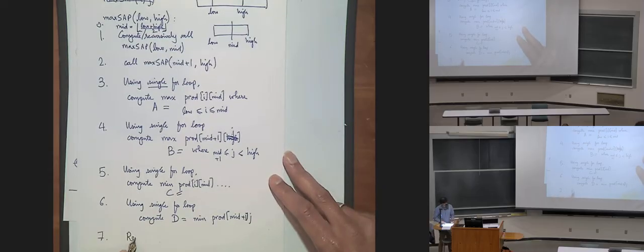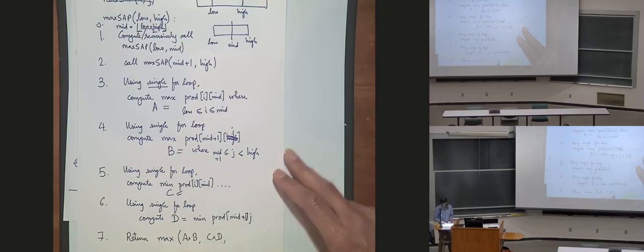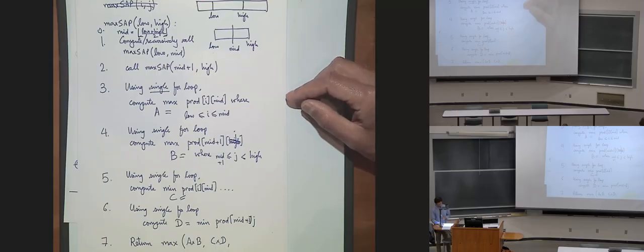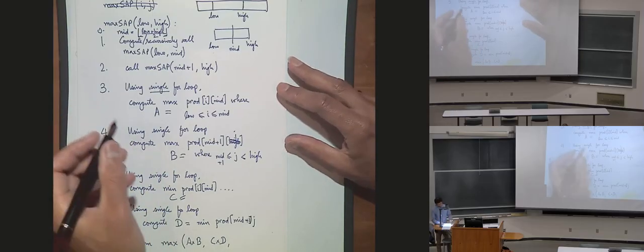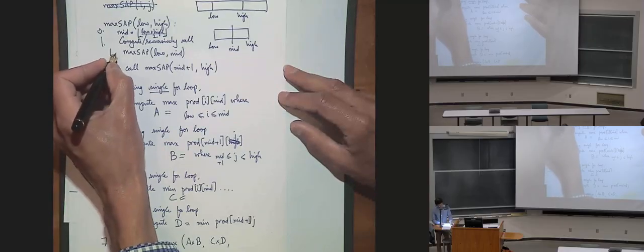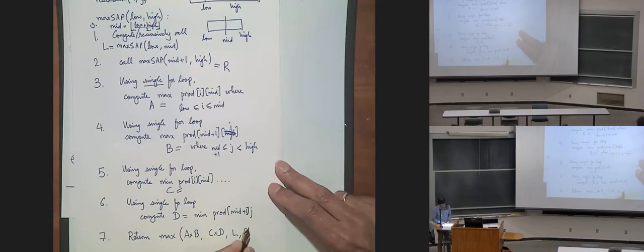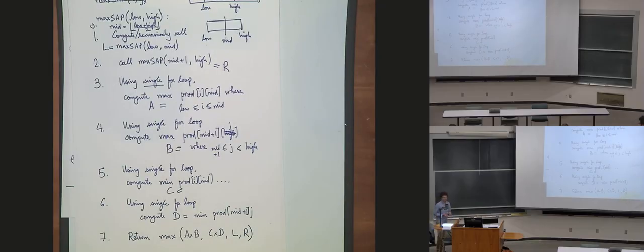And then finally, I return the max. So I do A times B, C times D, and then whatever I got from these recursive calls. Okay? So for lack of a better name, I'm just going to call this L, refer to this as R, and say compute max of these. Okay, so modulo some messiness, this is the entire procedure. Does this make sense? Yeah? You see why this works?